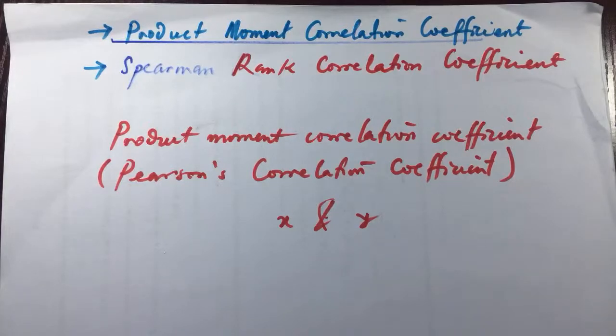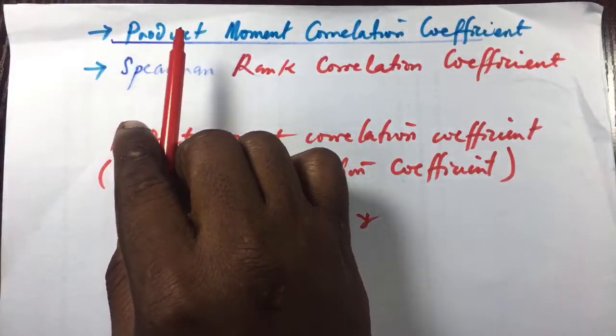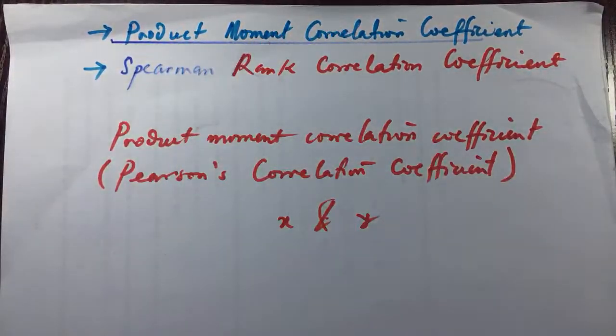Now take note, one of them is parametric and the other one is non-parametric. So which one is parametric? Take note, product moment correlation coefficient is parametric and Spearman rank correlation coefficient is non-parametric. Okay, so that is what I want you to know, and let us begin.